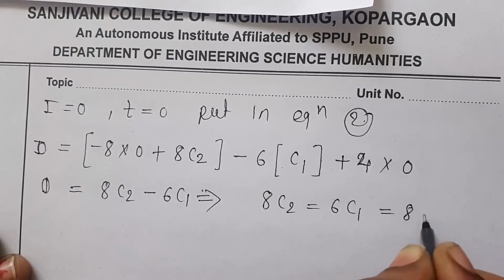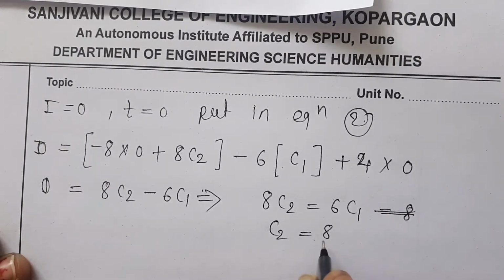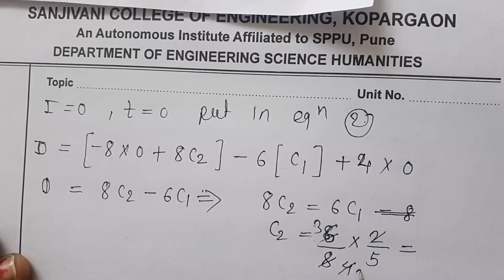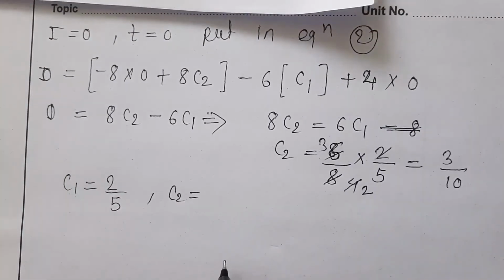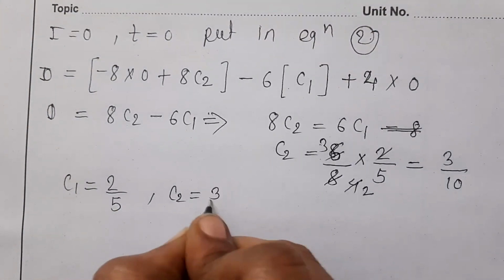Sorry, this is C2 equals 6 by 8 C1. C1 value we have already found out, which is 2 by 5. So this is equal to 3 by 10. So C1 we got as 2 by 5 and C2 value is equal to 3 by 10. C2 is equal to 3 by 10.